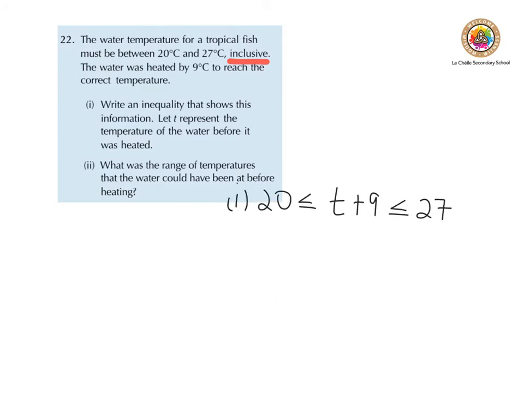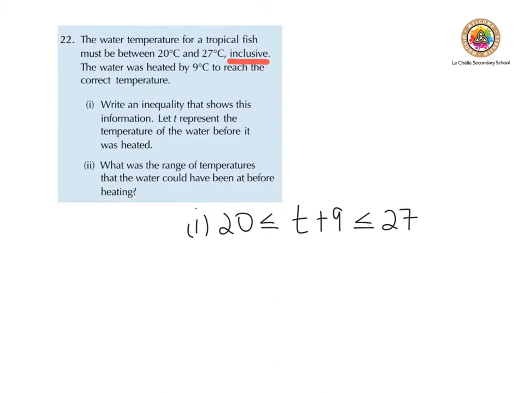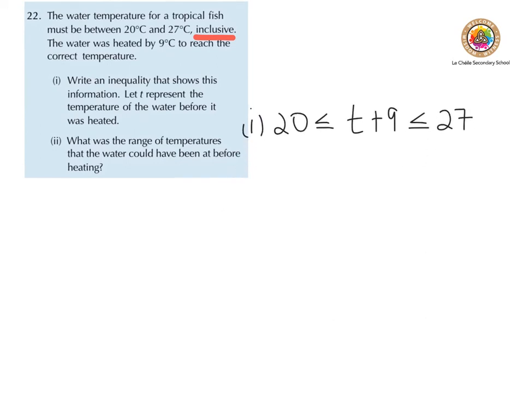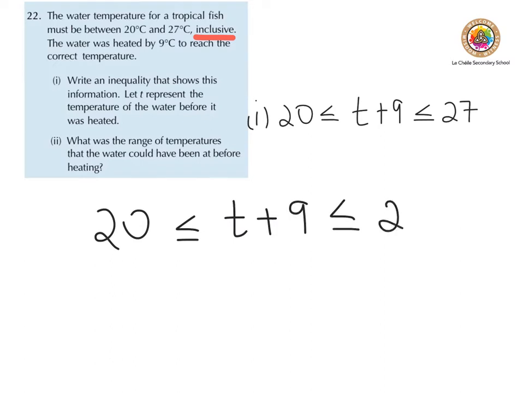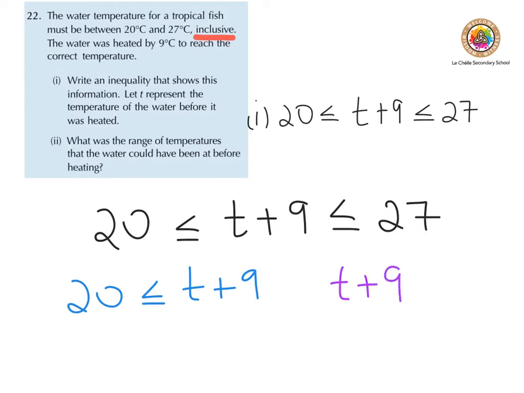Then the next thing we're asked was, what was the range of temperatures that the water could have been at before heating? Well, and again, I know from before, with questions like this, a compound inequality, all I do to solve it is I split it into two inequalities. So here's one part, and the other part then is over here. T plus 9 is less than or equal to 27.